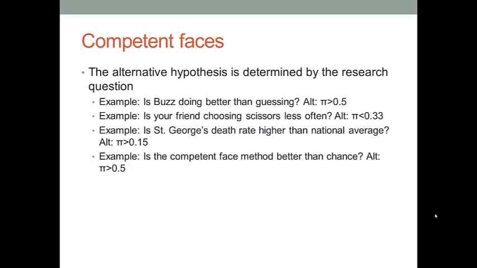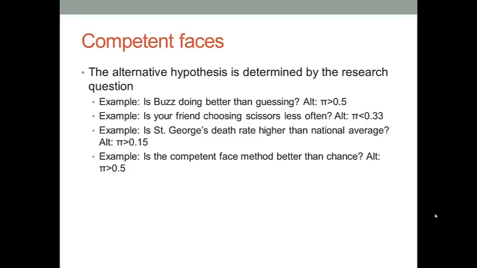In the rock, paper, scissors data, we want to know if our friend is choosing scissors less often. The alternative hypothesis is that the long-run probability that your friend chooses scissors is less than 33%. In the St. George's data, we wanted to know whether the death rate at St. George's Hospital was higher than the national average. So the alternative hypothesis is that the long-run proportion of deaths at St. George's is greater than 15%.